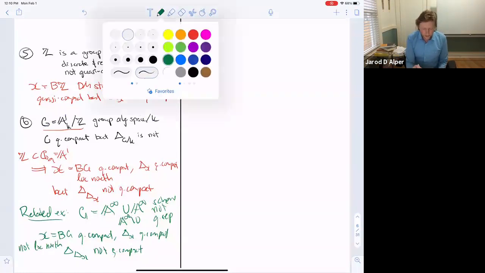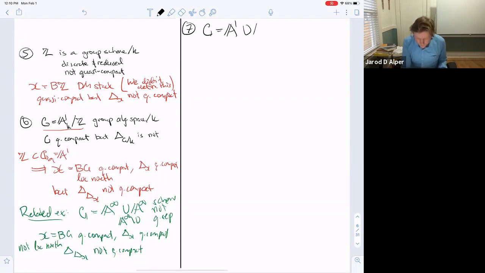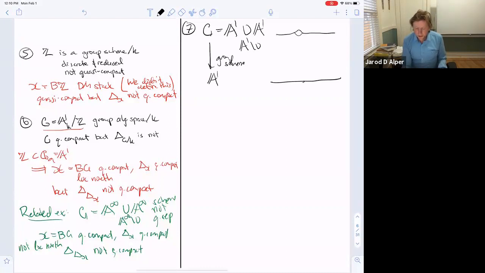Okay, I'm not done yet. I have more examples. You're probably sick of them. Let's take G to be the non-separated affine line, and I view it as a group scheme over A^1, where it's trivial except over the origin, where the fiber is just Z mod 2Z. So it's a relative group scheme over A^1. And then I could take X to be BG. Again, this lives over A^1.